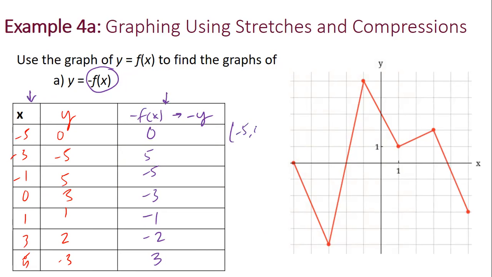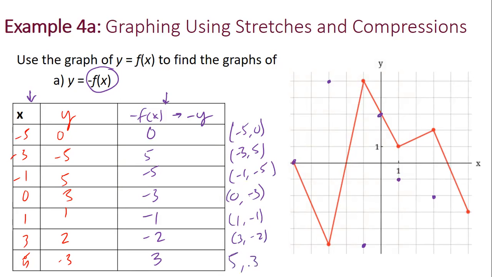So for example, I'm going to be at -5, 0. Still going to be there. Next, I'm going to be at -3, 5. So now I'm at -3, and I'm up here at +5. I'm at -1, -5. So at -1, I'm now down here at -5. I'm at 0, -3, still the same. I'm at 1, -1. I'm at 3, -2. And I'm at 5, +3.